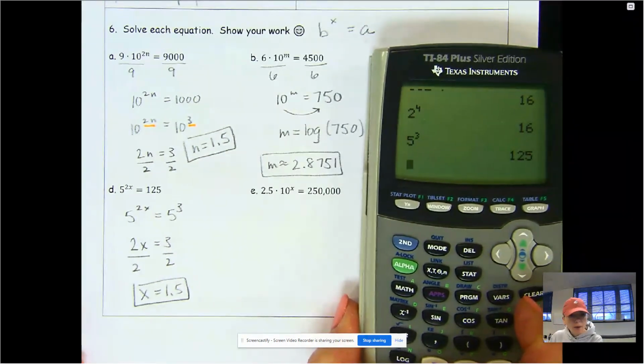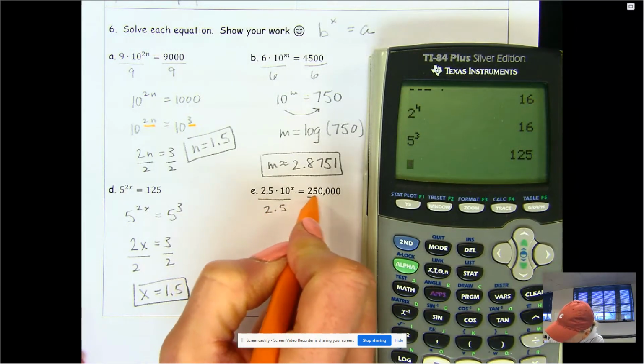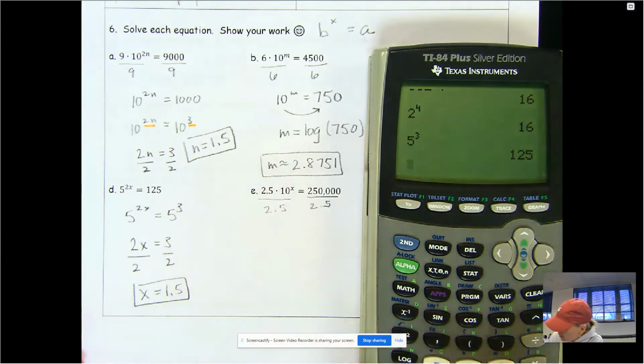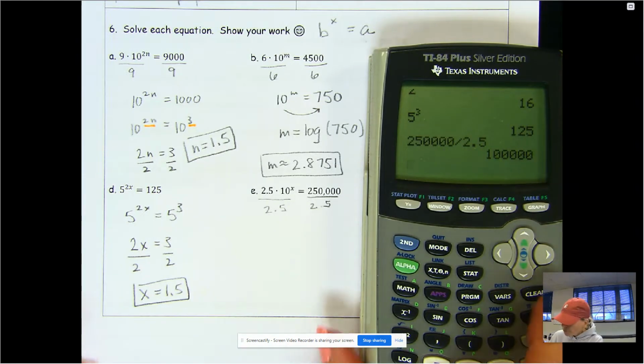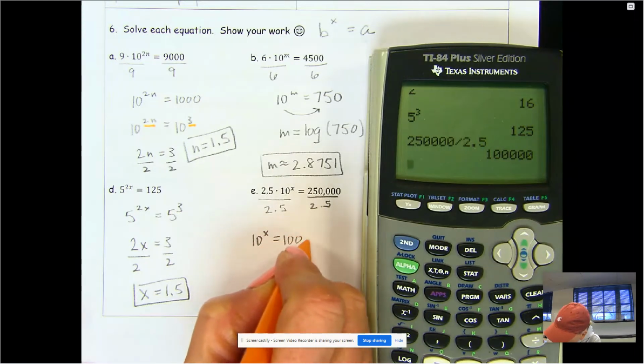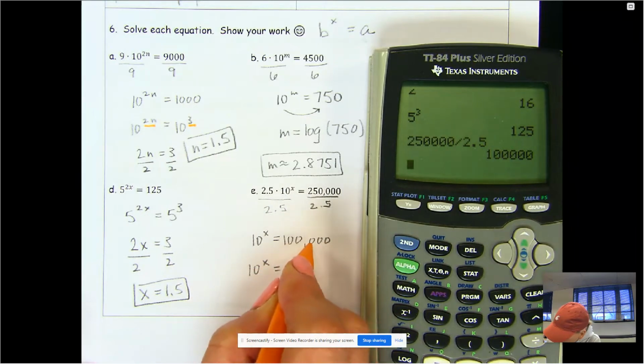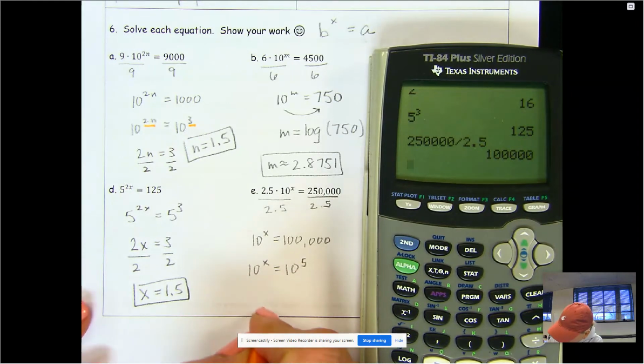All right, on E, we're going to get 10 to the x by itself by dividing by 2.5. And 250,000 divided by 2.5 is 100,000, which is a power of 10. So that means if 10 to the x is equal to 100,000, well, this is 10 to the 1, 2, 3, 4, 5, which tells me, oh, x must equal 5.